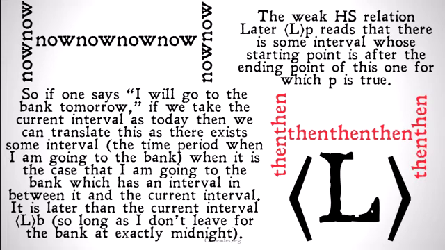And this will hold so long as I don't leave for the bank exactly at midnight, exactly when today started. That would be the after relation holding, the A in the diamond brackets. But as long as there's an interval in between the current interval, today, and the time period in which this is true, then we can use the later modal operator.